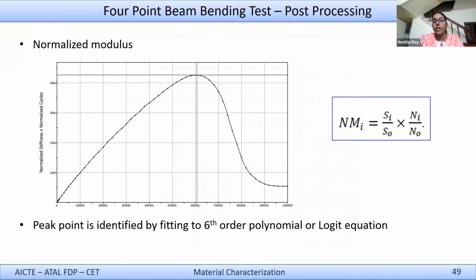This is what is called a normalized modulus. At every point, you can find what the modulus is with respect to the original modulus. As I said, the original modulus is taken after like the 50th cycle or so. The 50th cycle or so will be taken as the first point. So it is the number of cycles of that ith point divided by the number of cycles of the original, the first point. So this will typically follow a path like this.